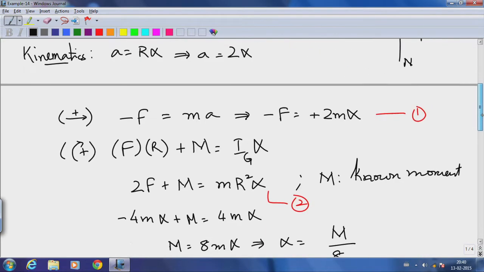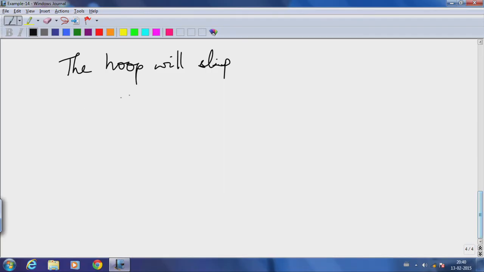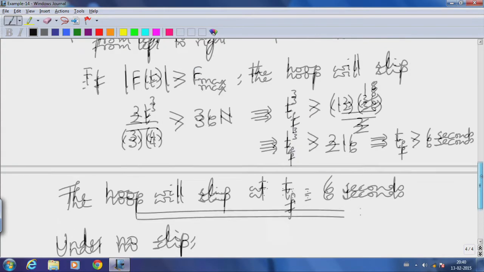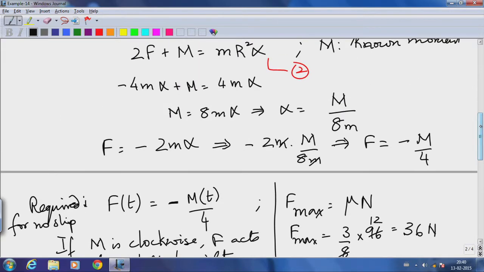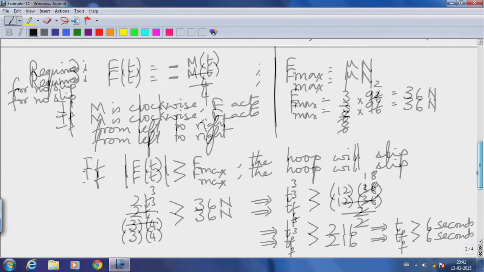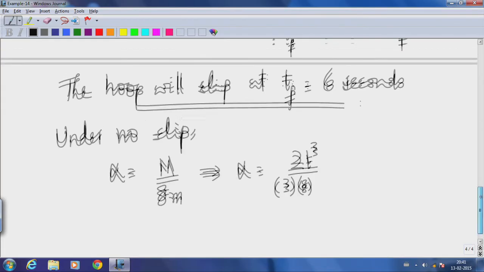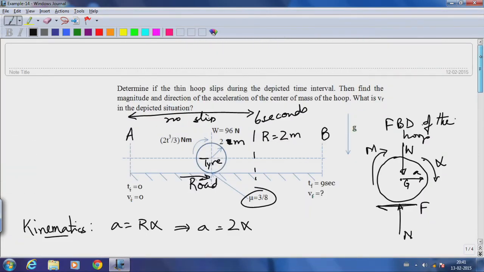So, let us first do the calculation for the no slip part. So, under no slip, what we do know is that alpha equals M over 8 m. m for this hoop is 9.6 kg.